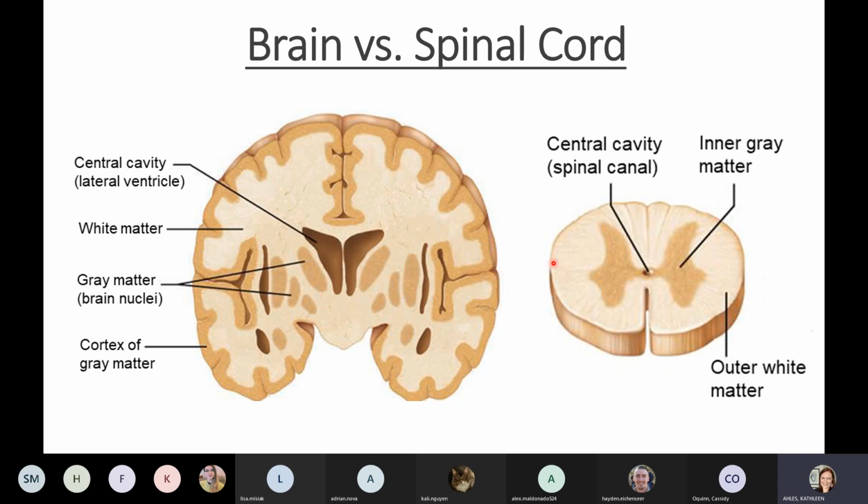So it's the same deal with the spinal cord. When we're thinking about processing information, that's done in the gray matter. When we're thinking about sending information up or down very quickly, that's done in the white matter of the spinal cord.